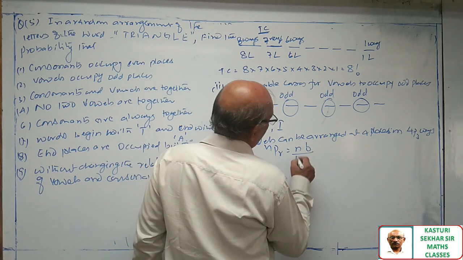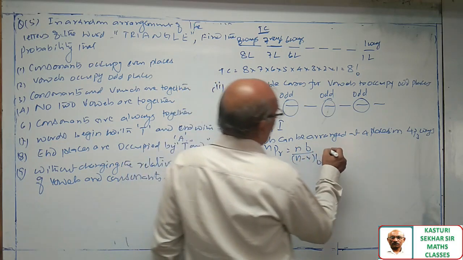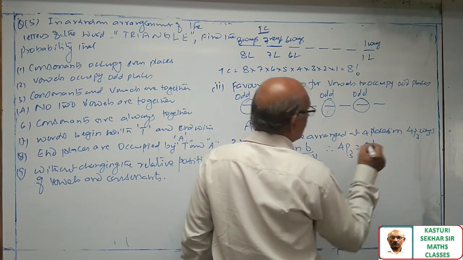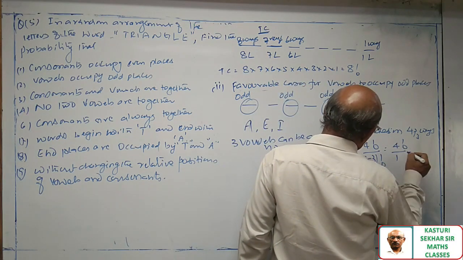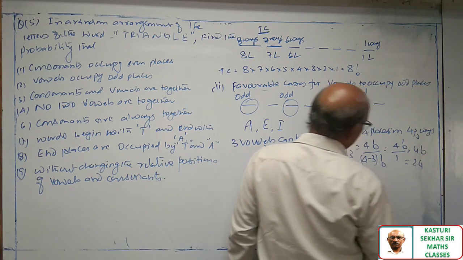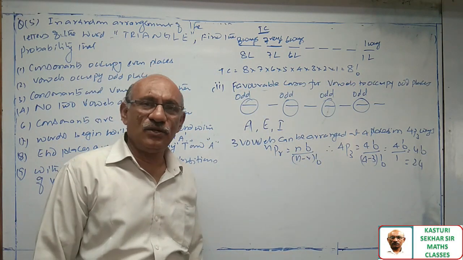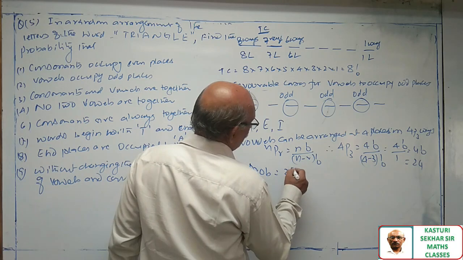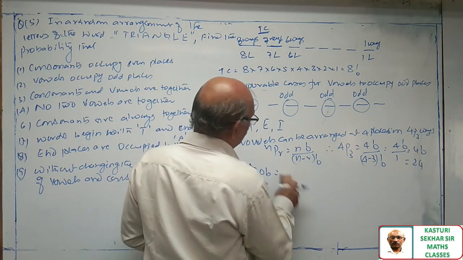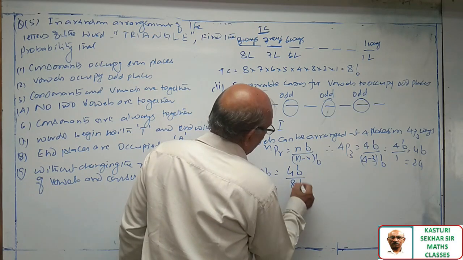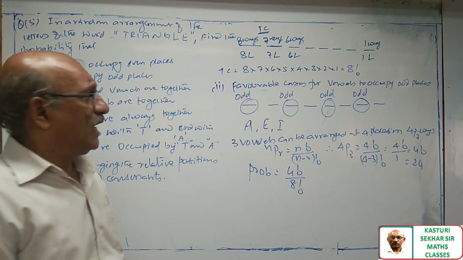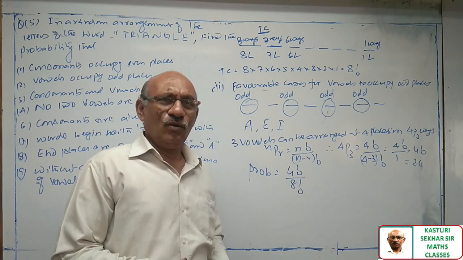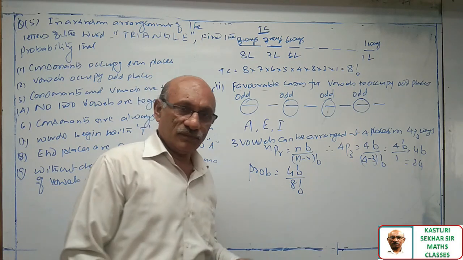nPr is equal to n factorial by (n minus r) factorial. Therefore, 4P3 is equal to 4 factorial by (4 minus 3) factorial. So this is 4 factorial by 1, 4 factorial, this is 24. 4 factorial means 1 into 2 into 3 into 4. Probability is equal to favorable cases 4 factorial divided by total number of cases 8 factorial. Depending upon the options, we can open the brackets also. That is factorial notation we can open. Okay, note down the solution.